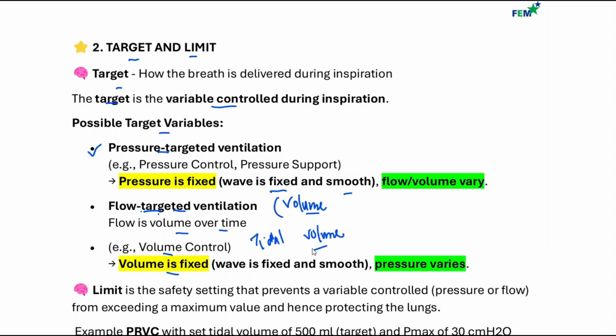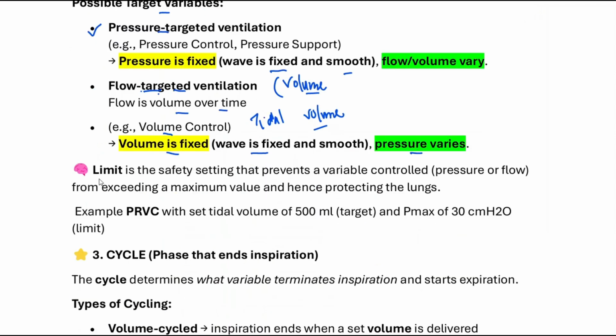And the way you're going to know that this is actually a volume control is when you look at the waveform of the volume: the waveform is going to be fixed and also smooth, right? So now that the volume is the controlled variable, what's not controlled? That means your pressure is going to vary. So the pressure could change from one breath to another breath, depending on the patient's lung mechanics.